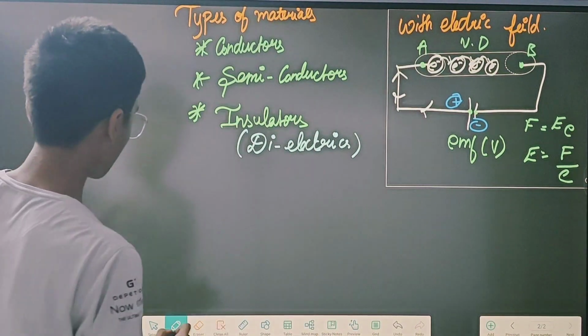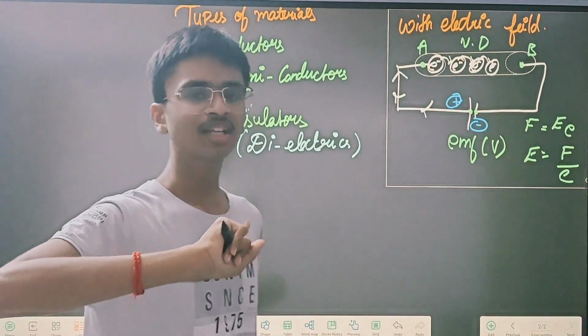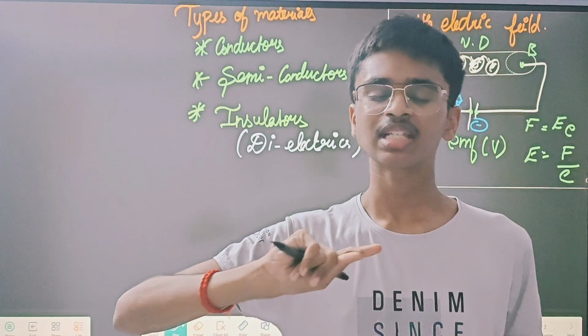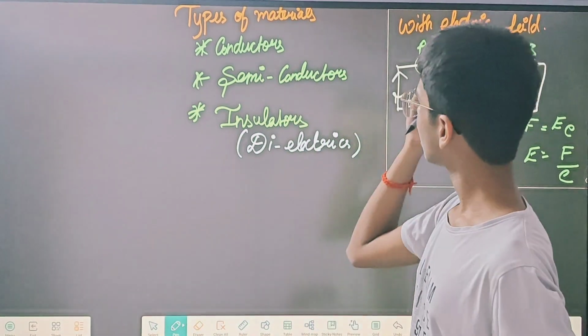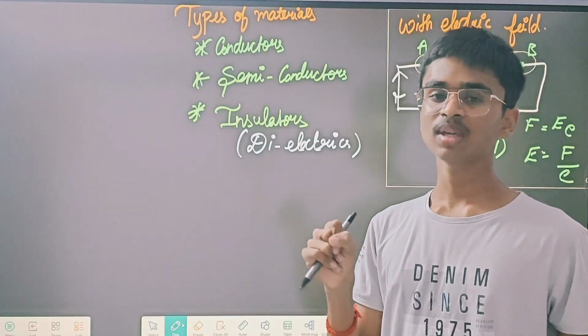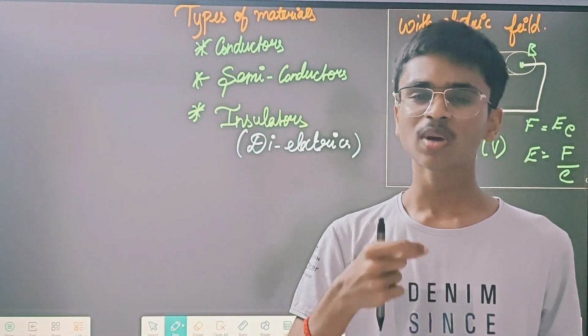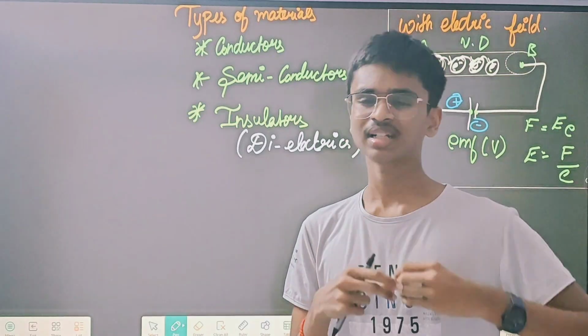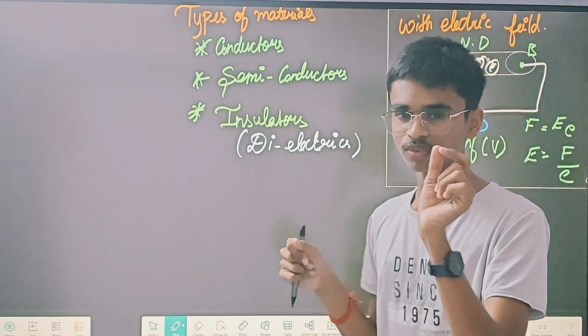Insulators will not conduct charge. Semiconductors will be conducting charges. Conductors will also be conducting charges, but semiconductors will not be conducting charges like conductors. Their capacity to conduct charges will be lesser than the conductors. We will be seeing a lot about them. Now we will be seeing about them.